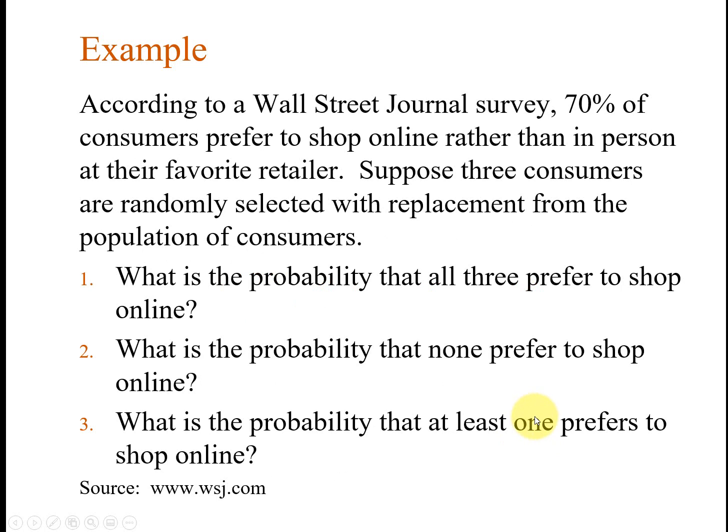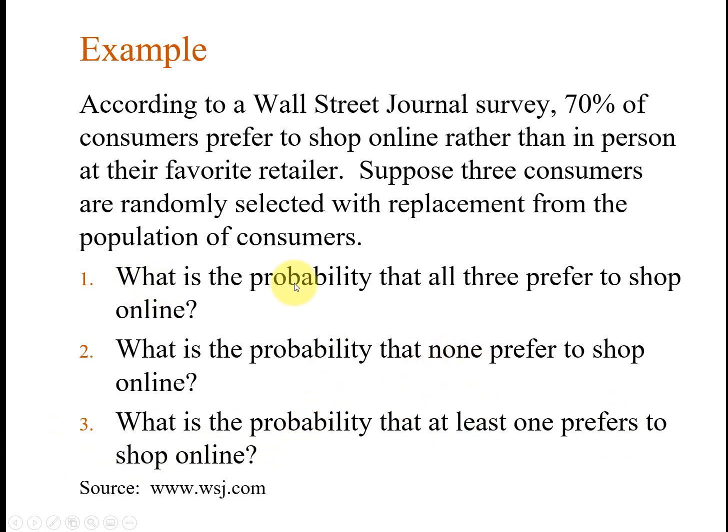And another fun example. According to a Wall Street Journal survey, 70% of consumers prefer to shop online rather than in person at their favorite retailer. Suppose 3 consumers are randomly selected with replacement from a population of consumers. What is the probability that all 3 prefer to shop online? What is the probability that none prefer to shop online? And what is the probability that at least one prefers to shop online?